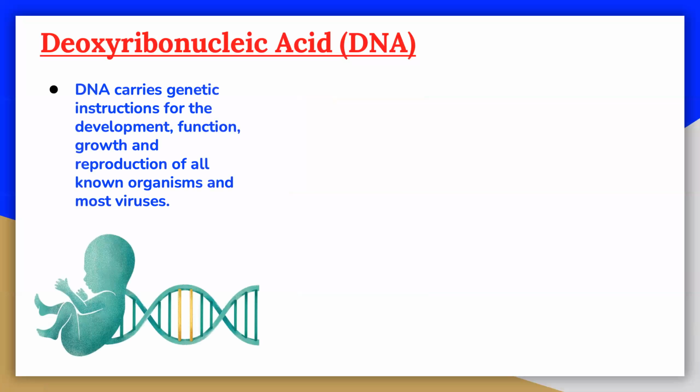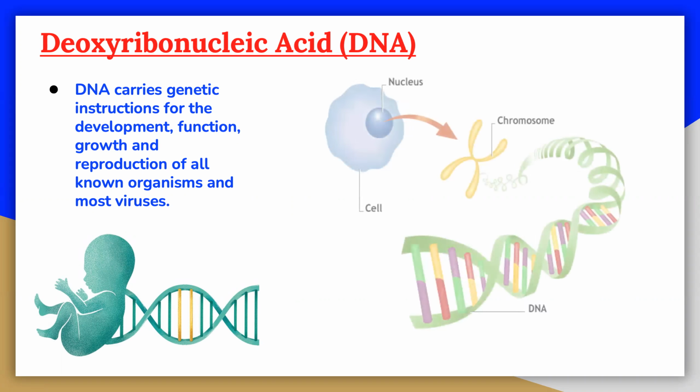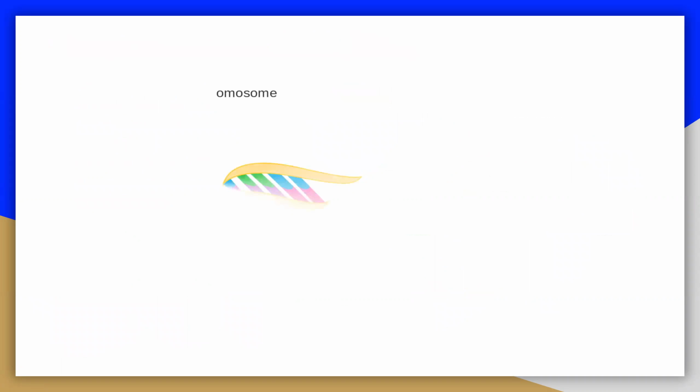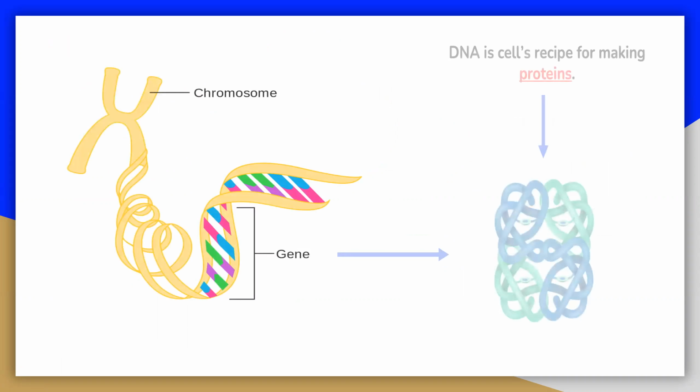DNA is the genetic material found in all living organisms ranging from unicellular bacteria to multicellular mammals. It is found in the nucleus of eukaryotic cells and in the organelles like chloroplasts and mitochondria. DNA carries information. The question we need to ask is, what is this information for? This information is like a chef's recipe. DNA is our body's recipe for making proteins.